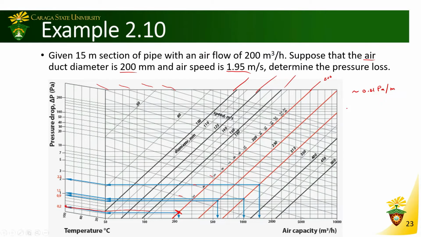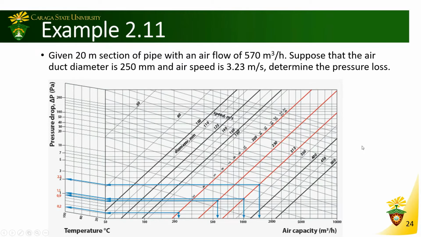So all these graphs are for a 1 meter long pipe. So this is expressed in terms of per meter. So for the 15 meter section, you just multiply 0.21 pascals per meter times the 15 meter long section, then the pressure drop is equal to 3 pascals. Okay, let's have another example.